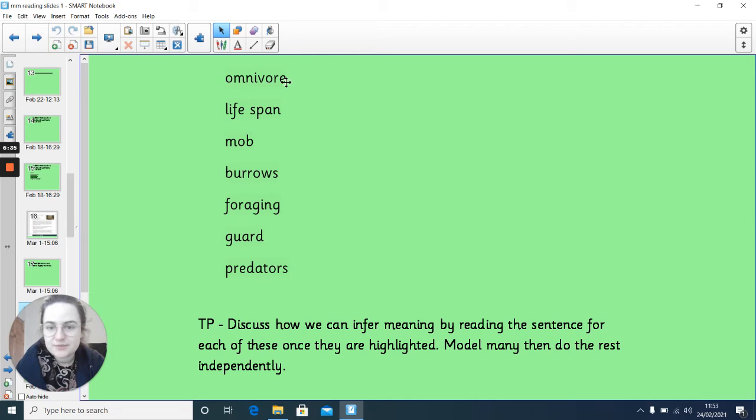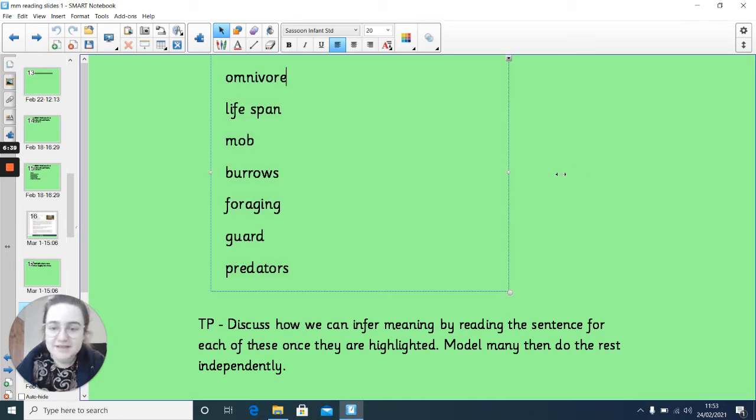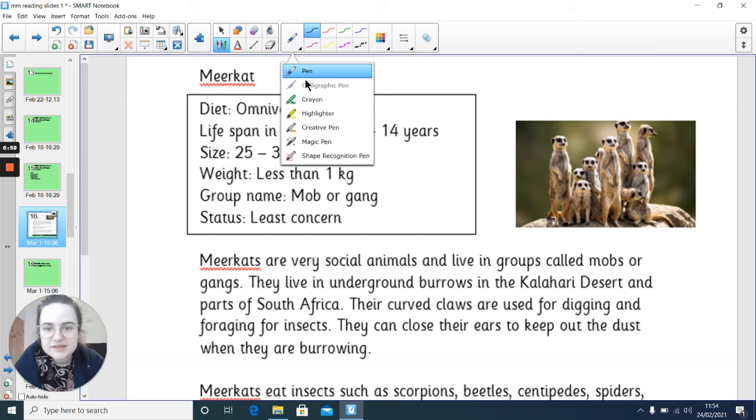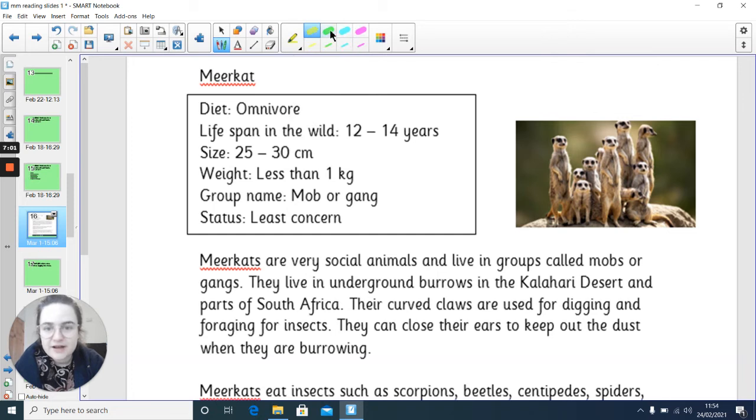So we're going to start with omnivore. The first thing we need to do is find it in the text. So I'm going to go back to the text, and I am looking for the word omnivore. It starts with an O and then a... omnivore. And it is phonetically decodable. So once I've found it, I can check that I've got the right one. I'm going to highlight in green for clarifying, but don't worry if you haven't got a green highlighter, you can find it in any colour. So it starts with an O, and oh, it's right there near the beginning. Omnivore, I'm going to highlight that word.